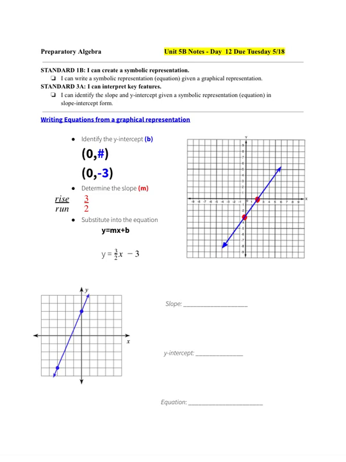These are your Unit 5B, Day 12 notes. In the first part of this video, we are going to be working on Standard 1B and Standard 3A. You are going to be given a graph, and from this graph, you are going to learn how to determine the slope, the y-intercept, and then write the slope-intercept equation. So let's look at our first example.